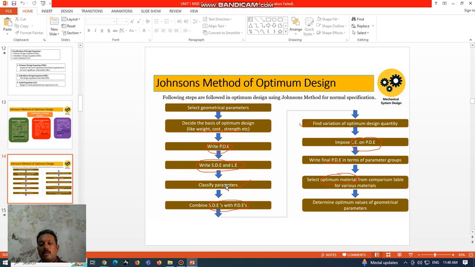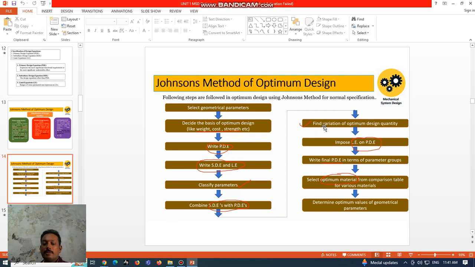Now next is classify the parameters. Classify all the parameters included in your P.D.E., S.D.E. and the limit equations. Then combine the S.D.E. with the P.D.E. Now we need to combine all subsidiary design equations with the P.D.E. by eliminating only unspecified and unlimited parameters. Generally, the unspecified and unlimited common parameter is eliminated from the P.D.E. for each S.D.E.